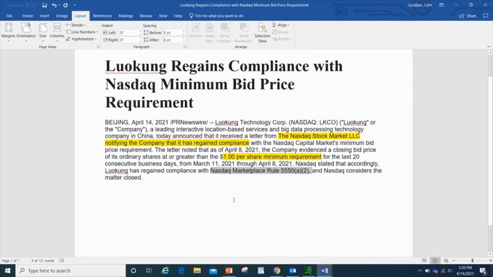Okay, so this news just came out. Luokung regains compliance with the Nasdaq minimum bid price requirement. There were a few things that I highlighted. The Nasdaq stock market notified the company that it had regained compliance with the Nasdaq Capital Market's minimum bid price requirement. The letter noted that as of April 8, 2021, the company evidenced a closing bid price of its ordinary shares at or greater than the $1 per share minimum requirement for the last 20 consecutive business days, from March 11th through April 8, 2021. So this is where the Nasdaq rule comes in, which is going to be 5550(a)(2).